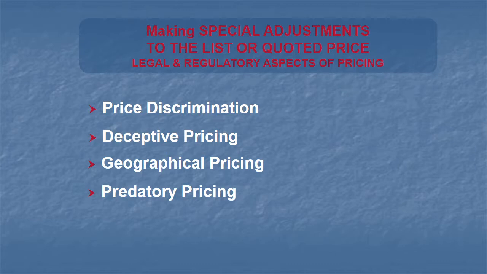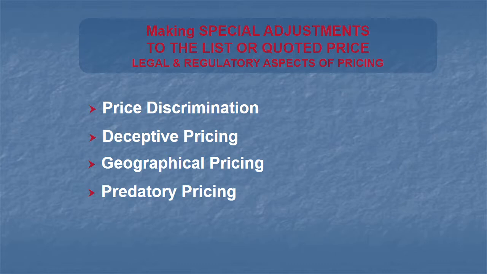The last thing we want to talk about in this section is making special adjustments to the list or quoted price. One of these is the notion of price discrimination. That is, we might adjust price based on age. For instance, we might have a senior discount for our products or something like that. That's called price discrimination. Sometimes price discrimination is legal. Many times price discrimination is not legal.